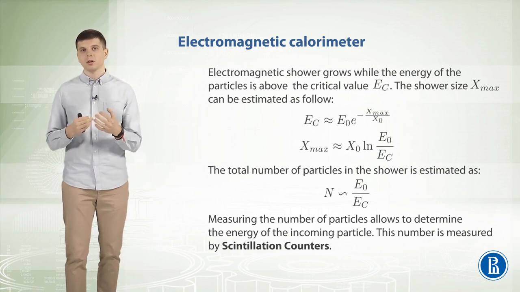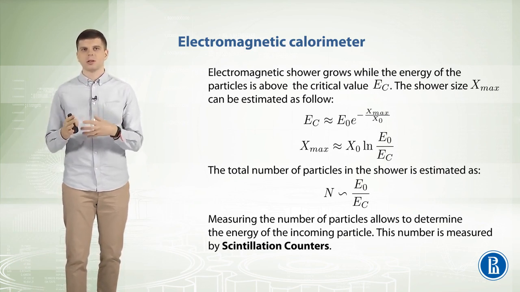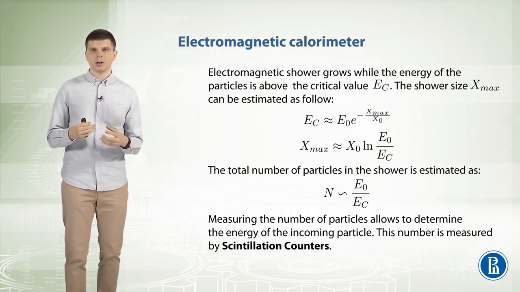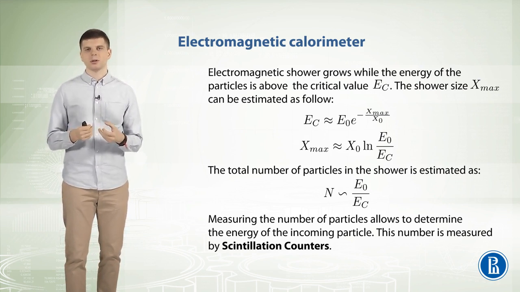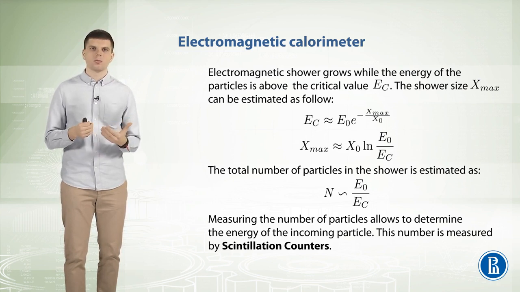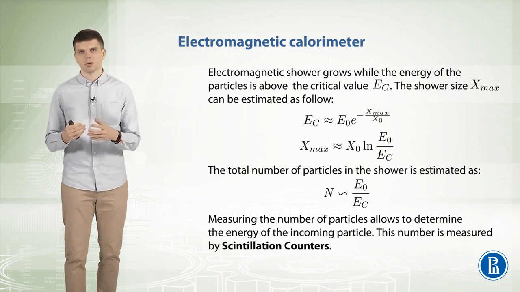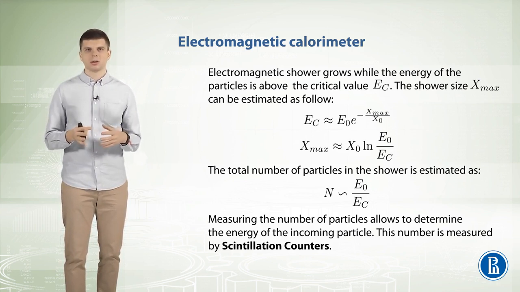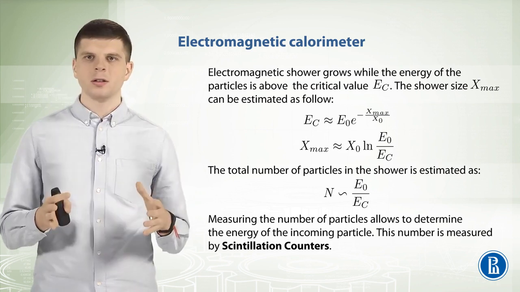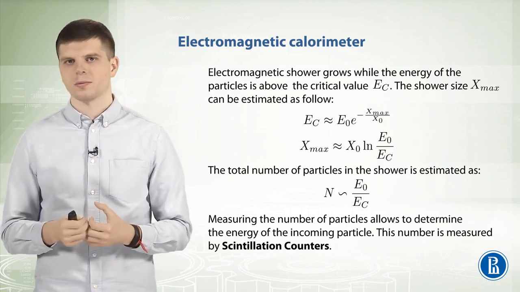The total number of particles in the shower is estimated as follows. It's proportional to the energy of the original particle E0 and inversely depends on the critical energy EC. Measuring the number of particles allows us to determine the energy of the incoming particle. This number is measured by scintillation counters. Their signal is proportional to the number of particles that fly through the counters.